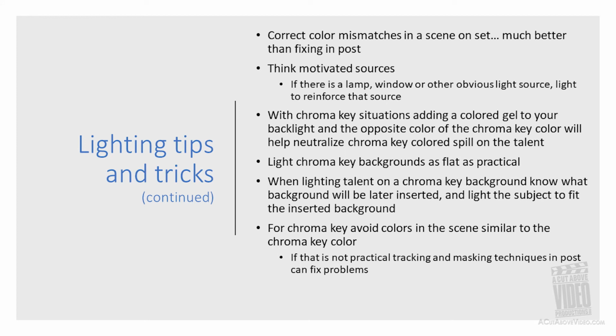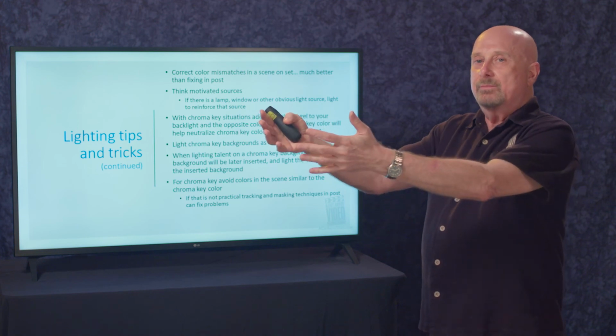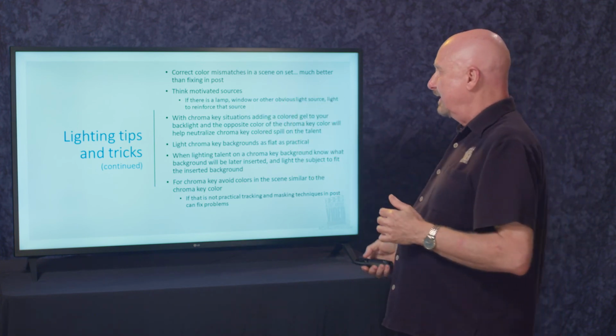Remember to correct color mismatches in a scene on set. It's much better than trying to fix them in post. Think about motivated sources. If there's a lamp in the scene, that's where the key light should probably be, motivated from the practical light that's already in the scene.